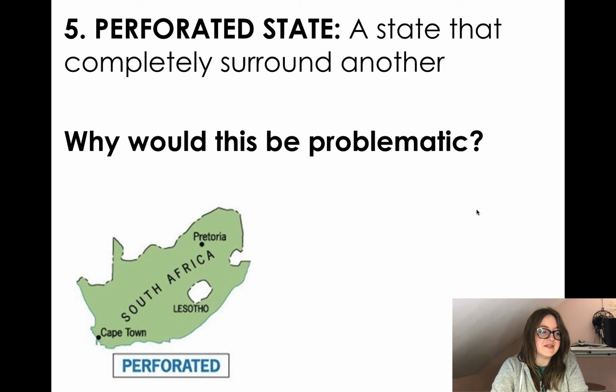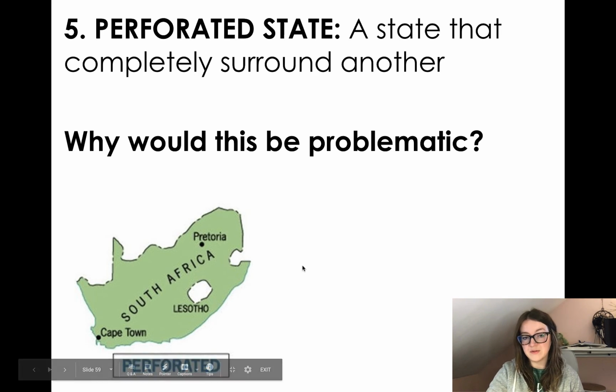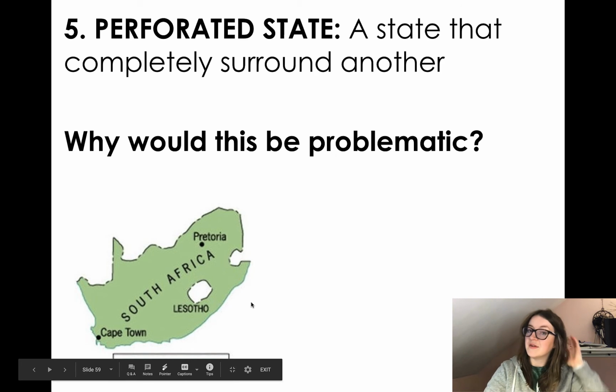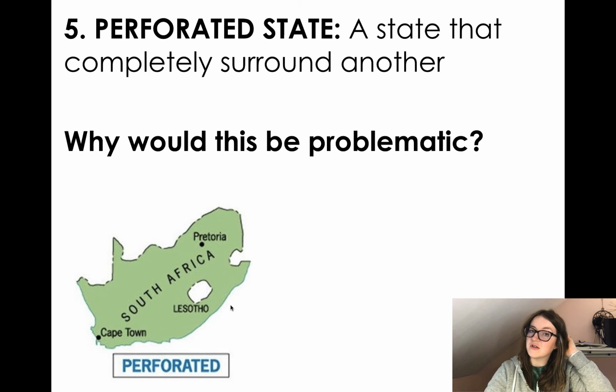A perforated state. If I take a piece of paper and I punch a hole in it, that piece of paper is now perforated. So this is a state that completely surrounds another state. Basically, it's a state that has a hole in it. For example, South Africa. Right in the middle of South Africa, we have another state called Lesotho. Now I want you to think about, why would this be problematic?